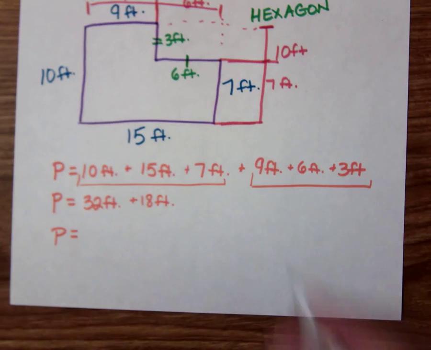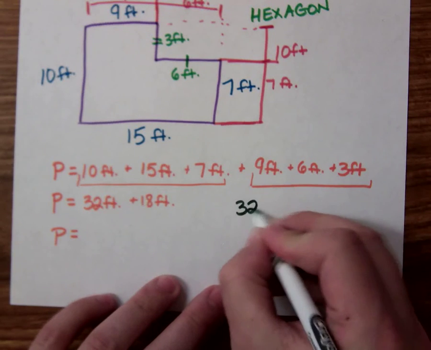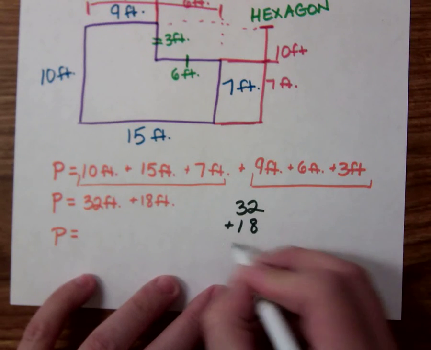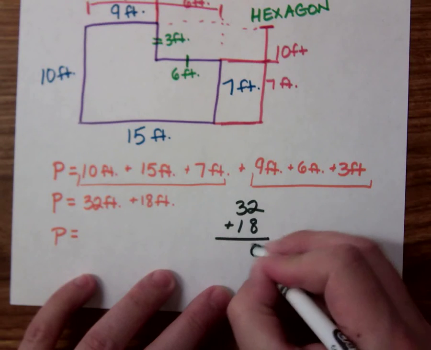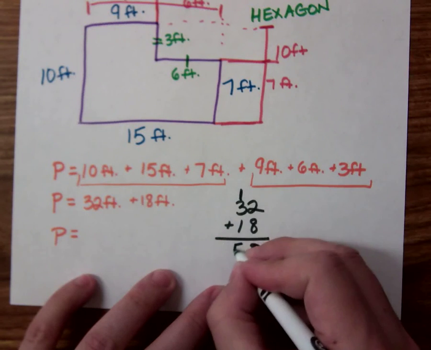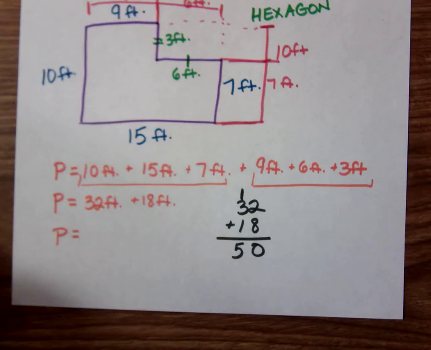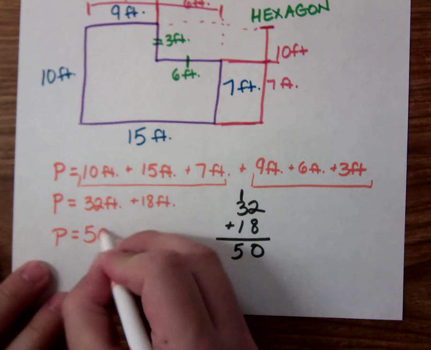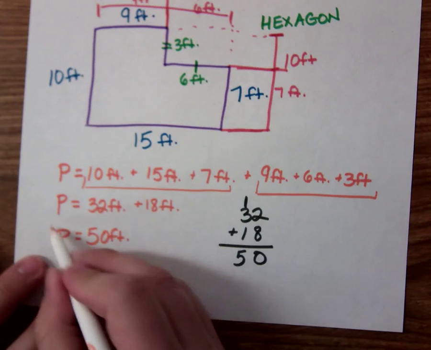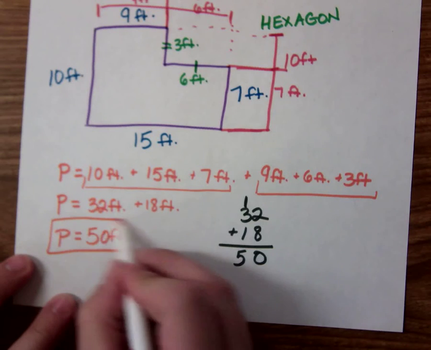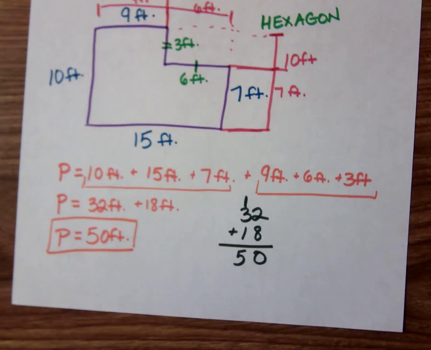There's no shame in doing the old stack and add method if you don't have a calculator handy. Looks like 50 to me. So 50 feet is the perimeter of this hexagon. That doesn't seem too bad.